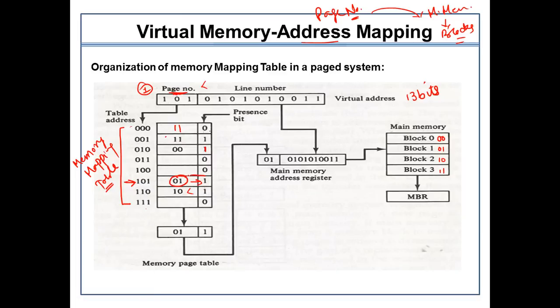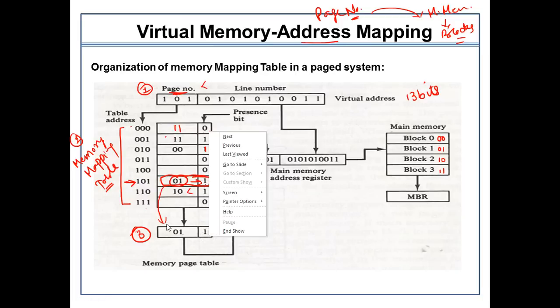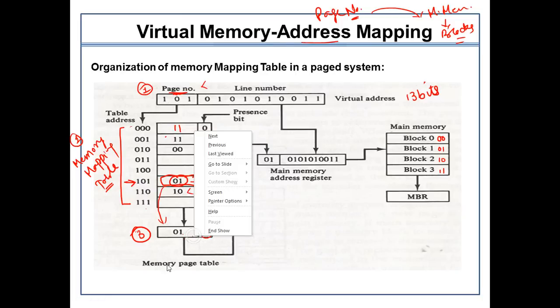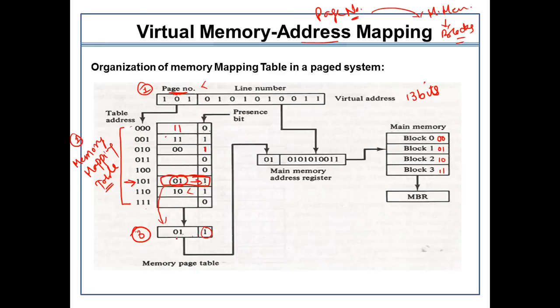So this particular value I need to take and place in the, this is the second step, this is the third, memory mapping buffer. So this value has been taken here. Its presence bit was present also, so the status has also been taken. This entire value has been taken from this memory page table, and now it has been stored in the buffer. So what will happen now?